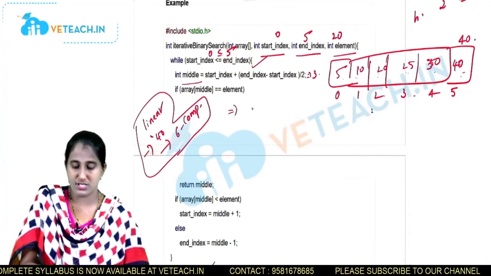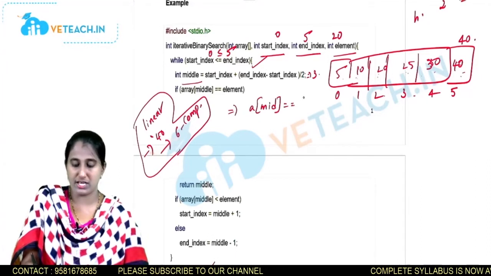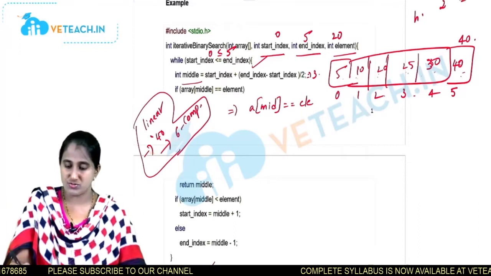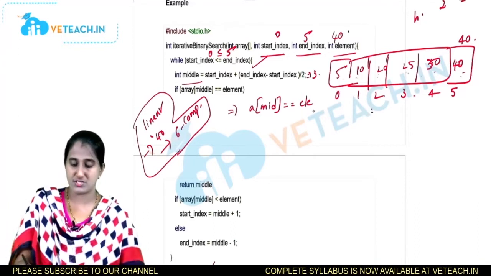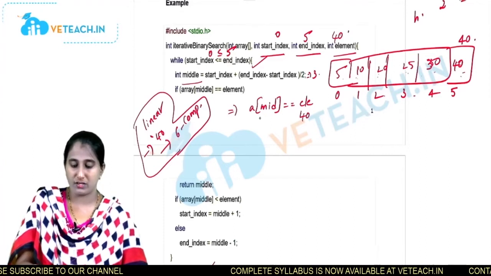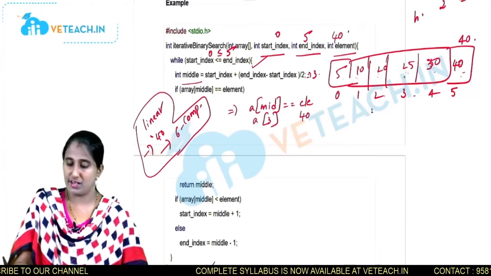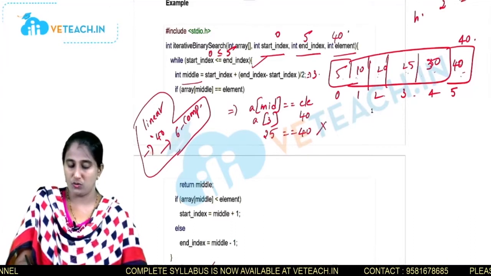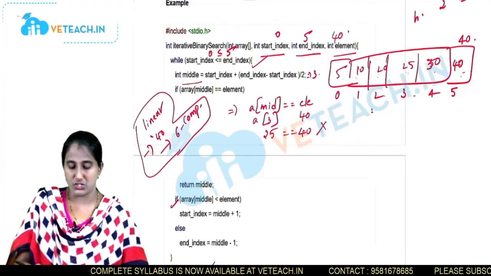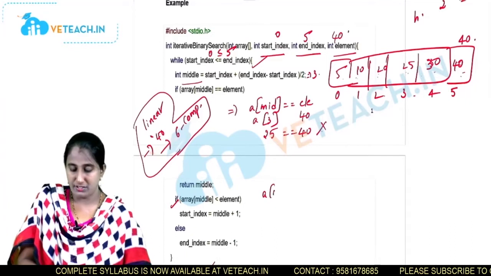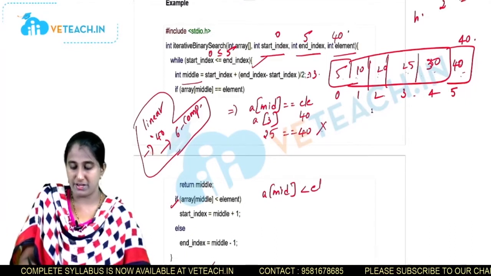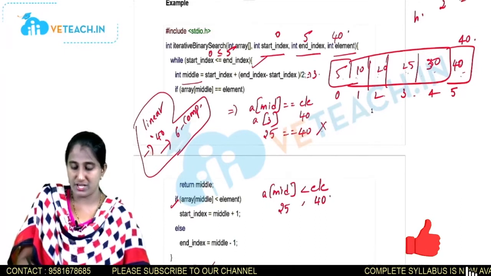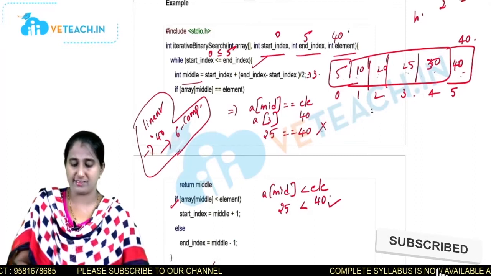According to this, we have to check whether they both are equal or not. I said to search for the element 40, isn't it? The mid value is 3. What is the A of 3 element? 25. Is 25 equal to 40? No. Then it goes for one more condition: A of mid less than the element. The element is 40 and A of mid is 25. Is 25 less than 40? Yes, 25 is less than 40.